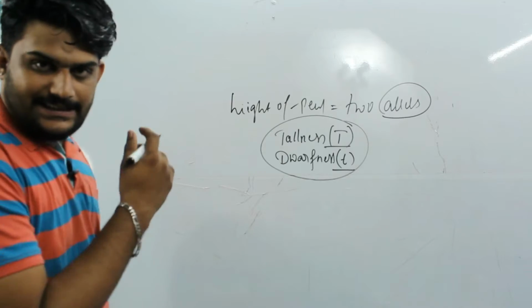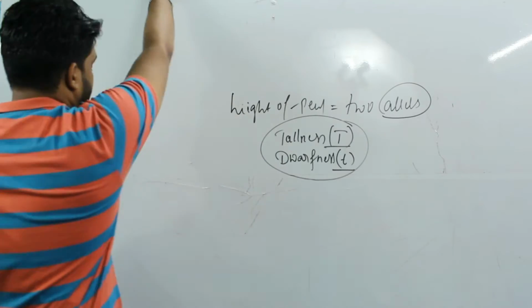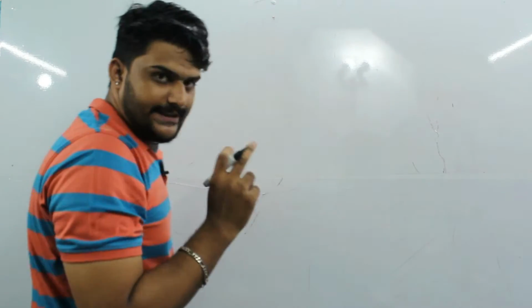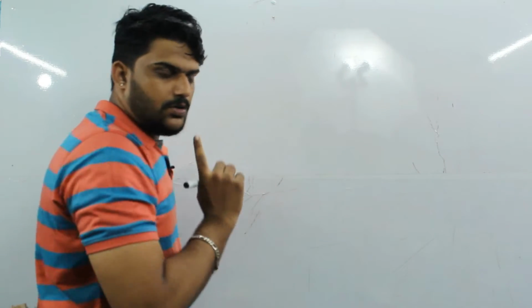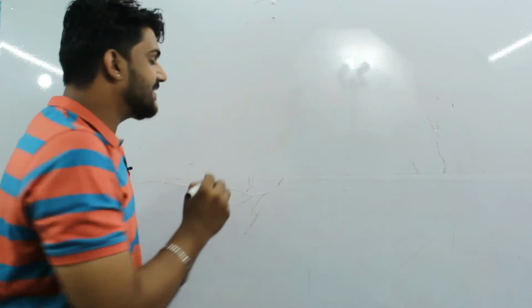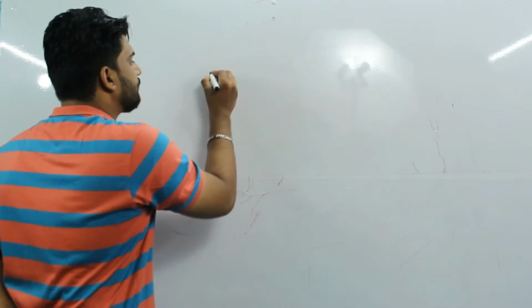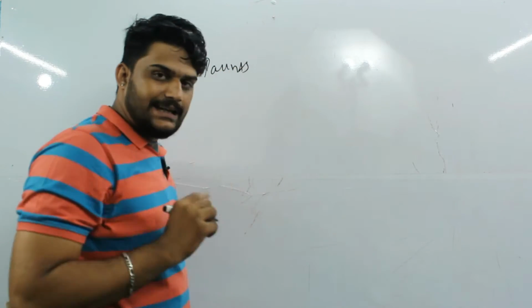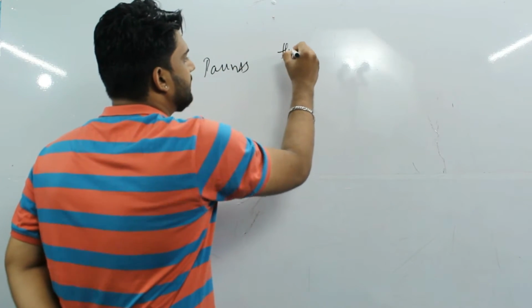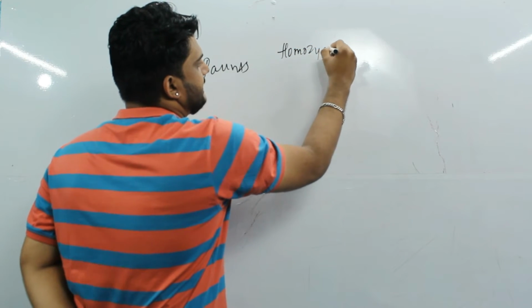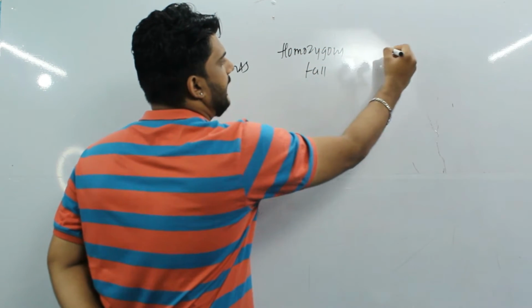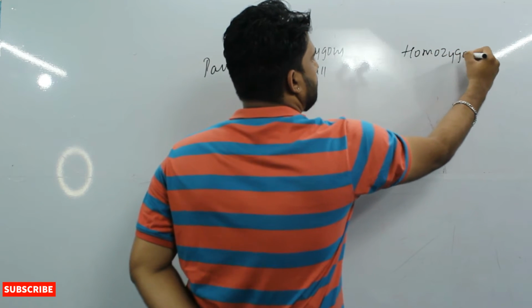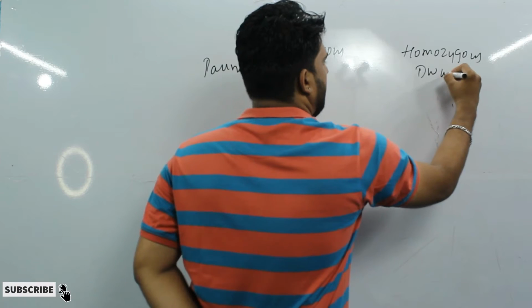So let's start the experiment. He took two pure homozygous parents. I'll represent them as parents here: homozygous tall and homozygous dwarf.